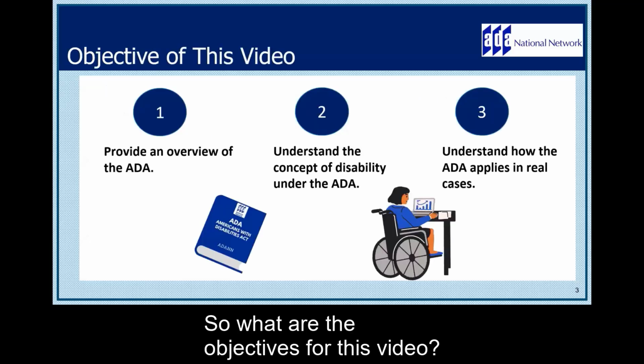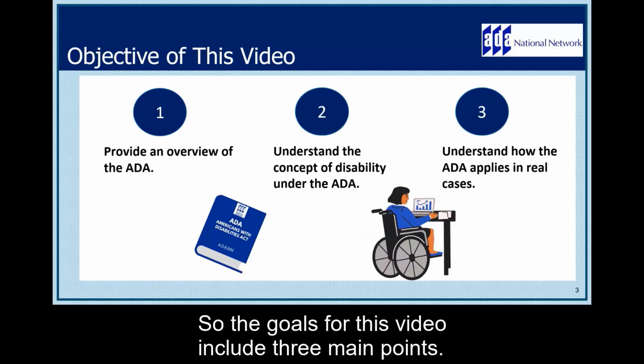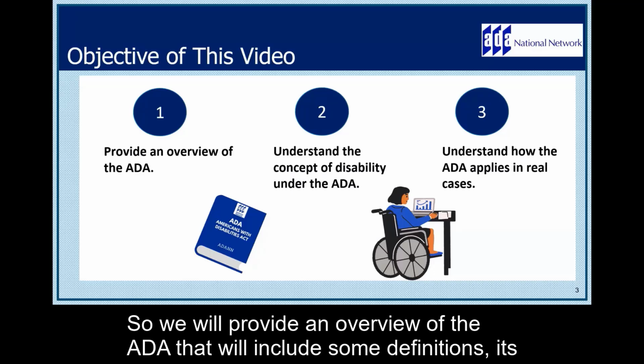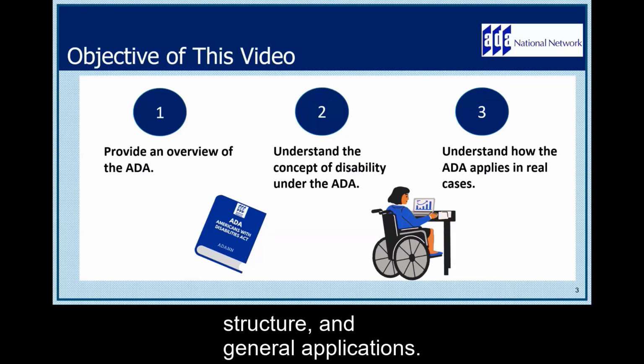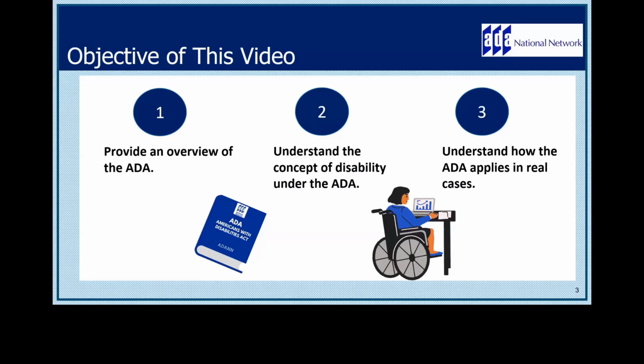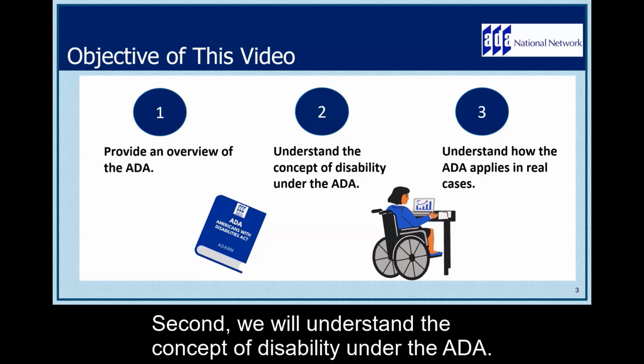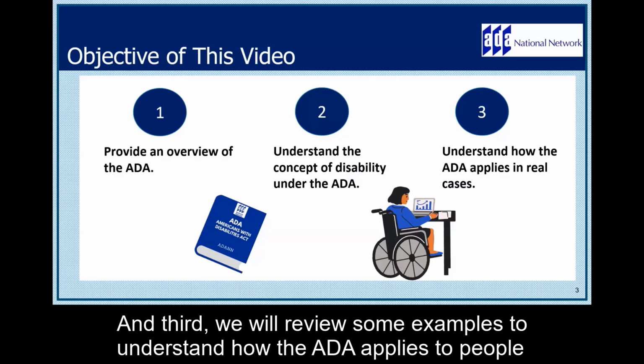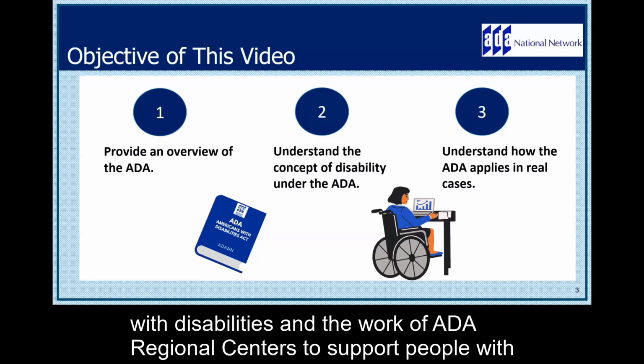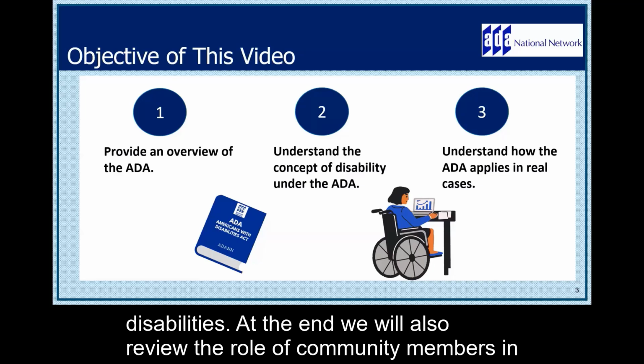So what are the objectives for this video? So the goals for this video include 3 main points. So we will provide an overview of the ADA. We will include some definitions, its structure, and general applications. Second, we will understand the concept of disability under the ADA. And third, we will review some examples to understand how the ADA applies to people with disabilities and the work of ADA regional centers to support people with disabilities.